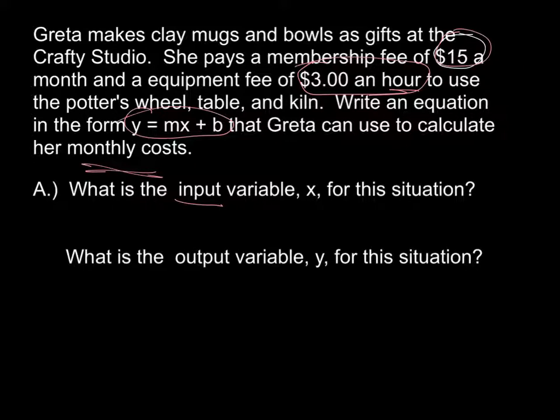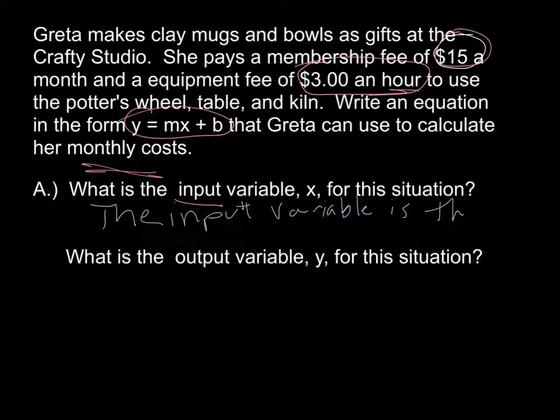So for answer A, the answer is the input variable is the number of hours, and I'm sorry about my handwriting, it's bad with a stylus. Well, let's leave it at number of hours, but you could add in there, she uses the equipment, okay? If that's the input variable, raise your hand if you can tell me what the output variable is. Yes? The monthly cost.